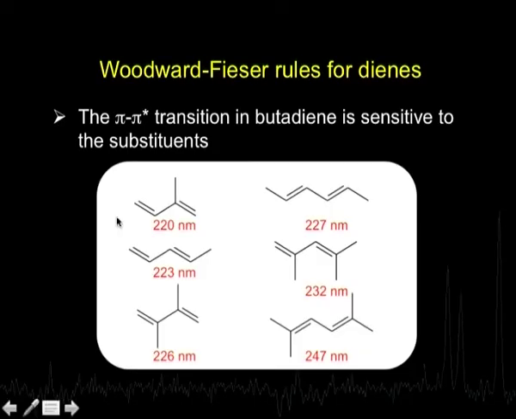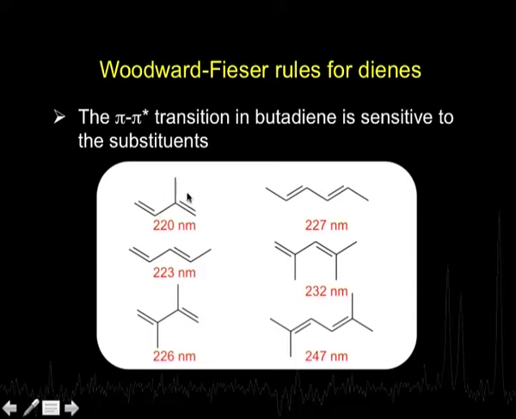Another thing we see is that for butadiene, the simplest possible diene, the pi to pi star transition is very sensitive to the substituents. Let us take some examples. You see that this is my simple chromophore, butadiene.